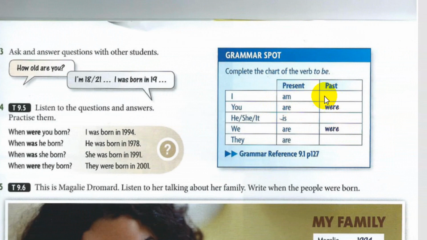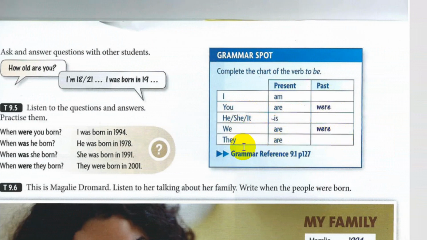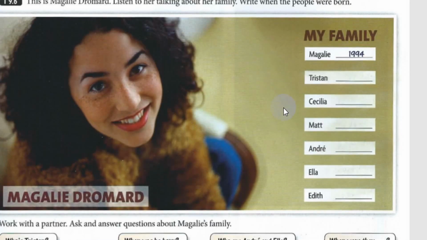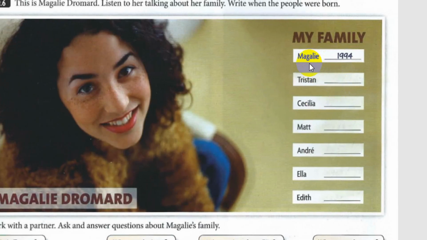Past should be was. You are where. He, she, it, is, was. We are where. They are where. Okay, let's see. My family.